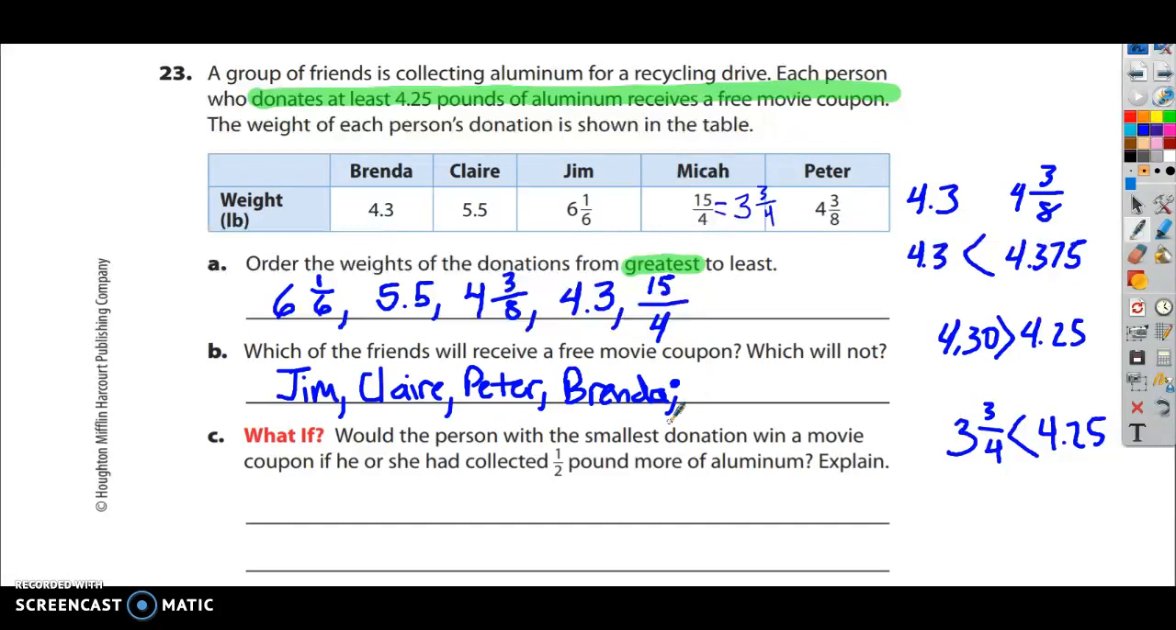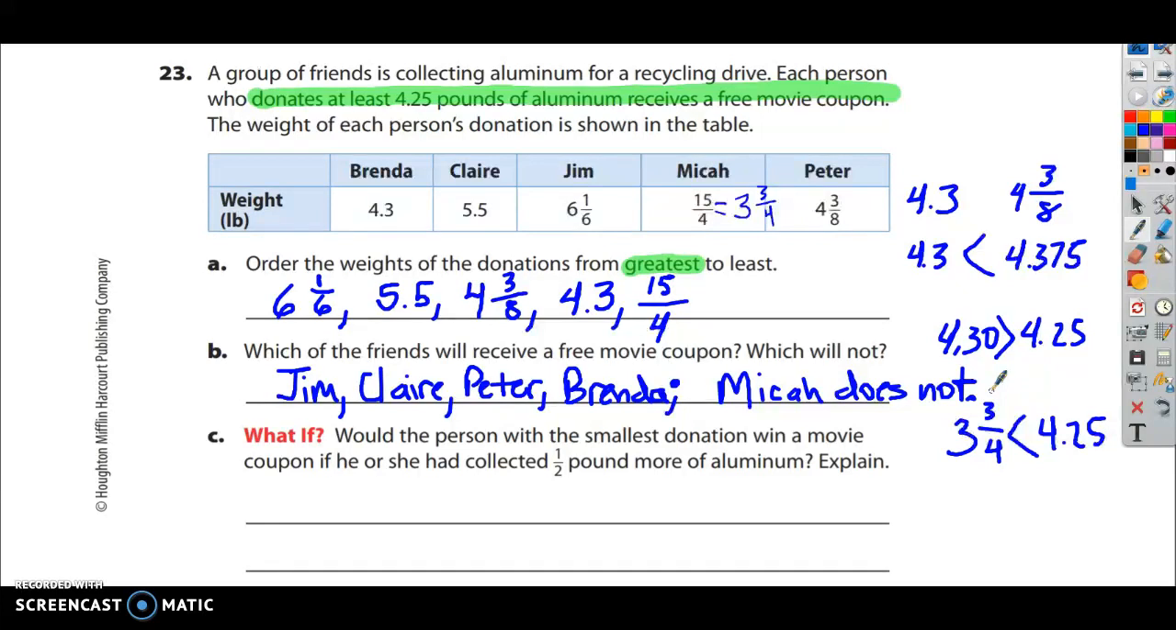So which of the friends will receive a free movie coupon? Jim, Claire, Peter, and Brenda. Which will not? I'm going to write Micah does not. I know that's just a tiny bit messy with all my work shown, but we write our work in the margins, and it's not a big deal.